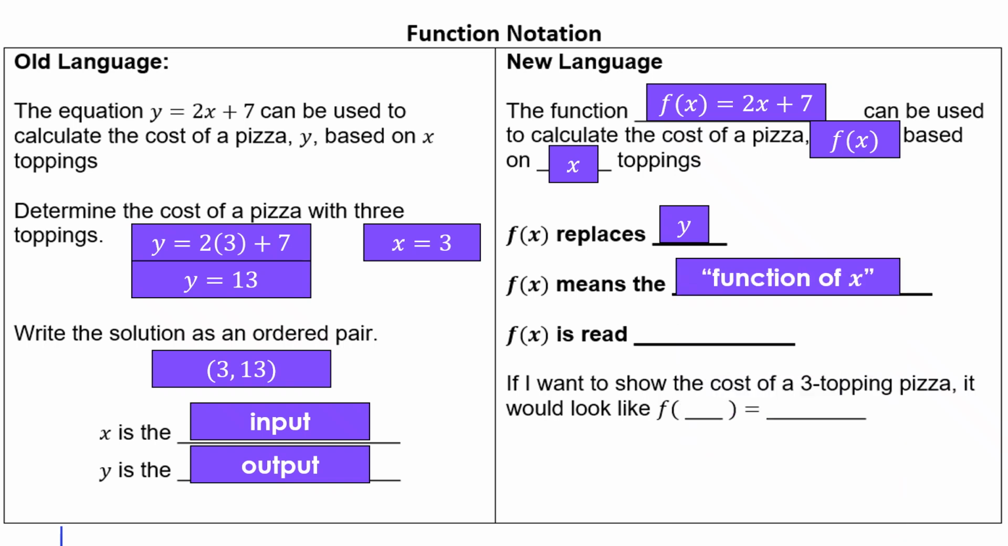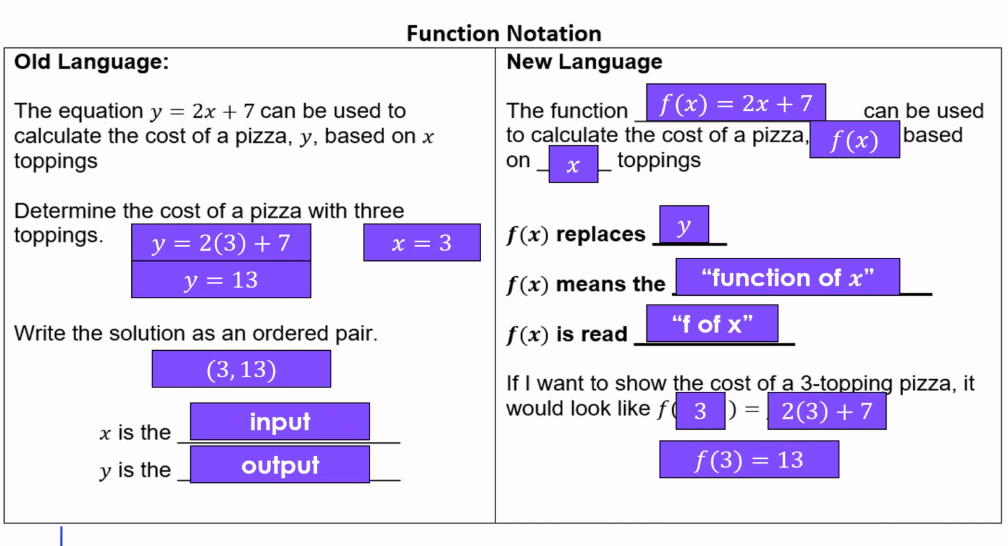So basically, it's giving us an additional piece of information. It's telling us that this equation is actually a function. It passes the vertical line test. It has no repeating x values. f of x is read just like this, f of x. If I want to show the cost of a 3-topping pizza using function notation, it would look something like this. It would be f of 3 equals 2 times 3 plus 7, or 13. So f of 3 is equal to 13.